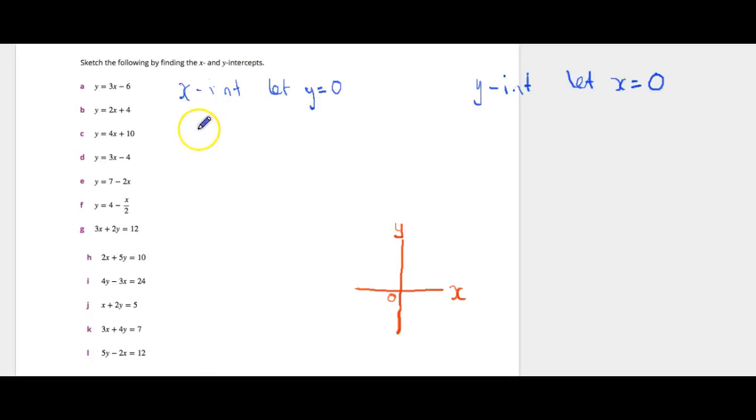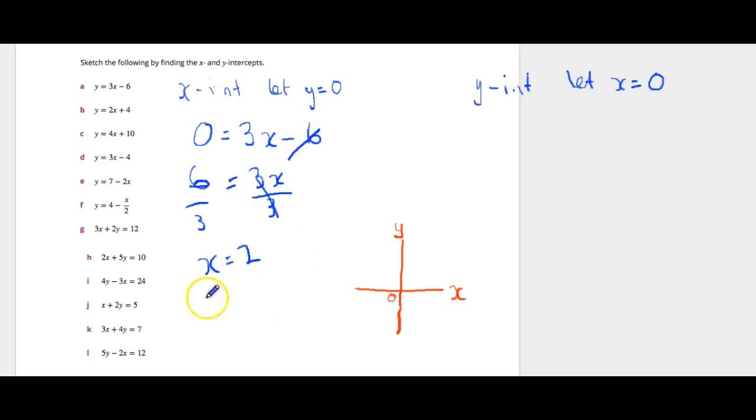Okay, so the first one, we're going to let y equal 0. We've got 0 equals 3x minus 6. Now we've just got to solve for x. So we add 6 to both sides, 6 equals 3x, and then divide both sides by 3 to cancel out that 3, so x is equal to 2. If you're writing that as a point, remember it's (2, 0). So x equals 2, y equals 0. Let's put that on there.